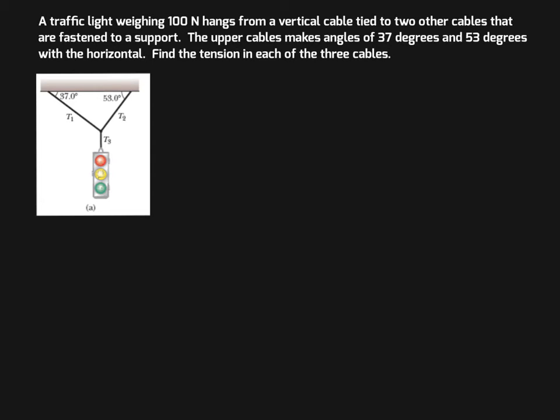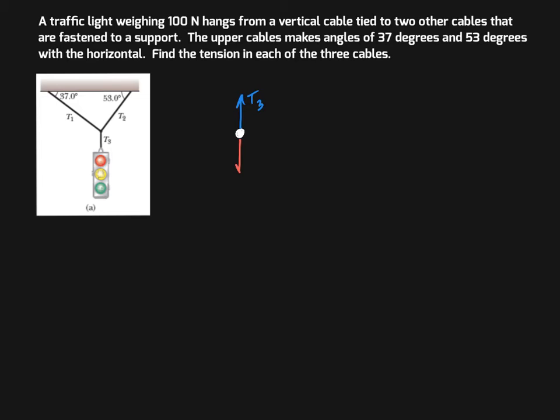Now, for this problem, there's one of the tensions in the cable that we can really easily find right away, and that's T3 here. Notice that we're going to have gravity acting down in this problem, and this tension acts straight up, so we can find T3 right away. So let's draw a free body diagram for T3. So we're going to have T3 going straight up.